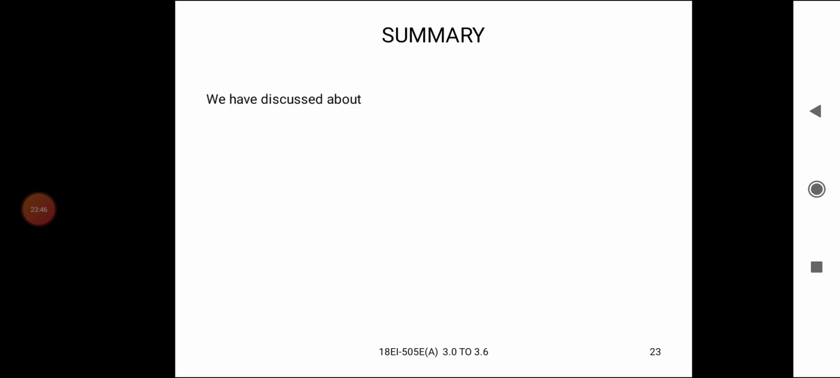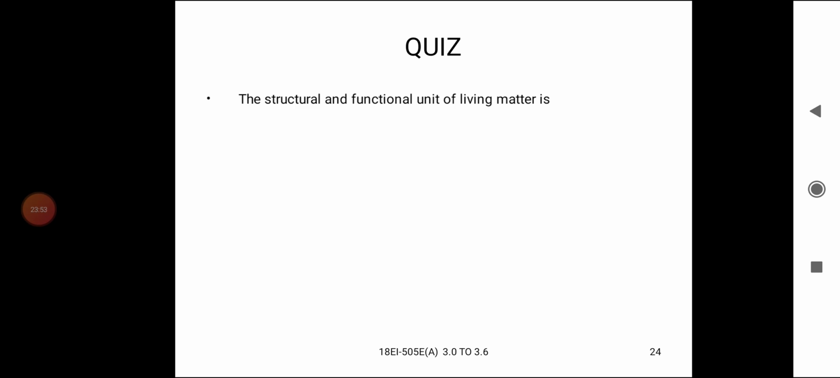We have discussed the characteristics of the human cell. Quiz: the structural and functional unit of living matter is: 1 is organs, 2 is tissues, 3rd one is cell, 4th one is none of the above. The answer is cell. The structural and functional unit of living matter is the cell.